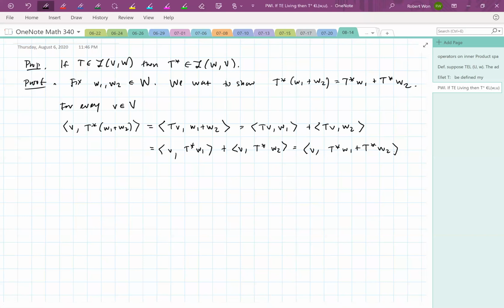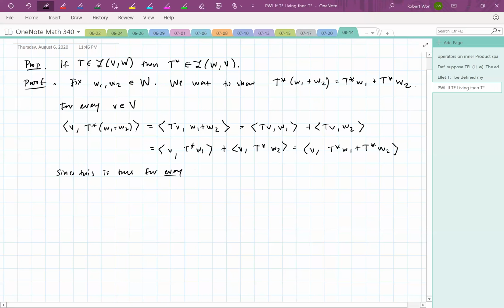Okay, but this is true for every single V in V, right? This held for every V in V. In other words, what this means is that this function equals this function, as linear functionals, because they both do the exact same thing to every V.